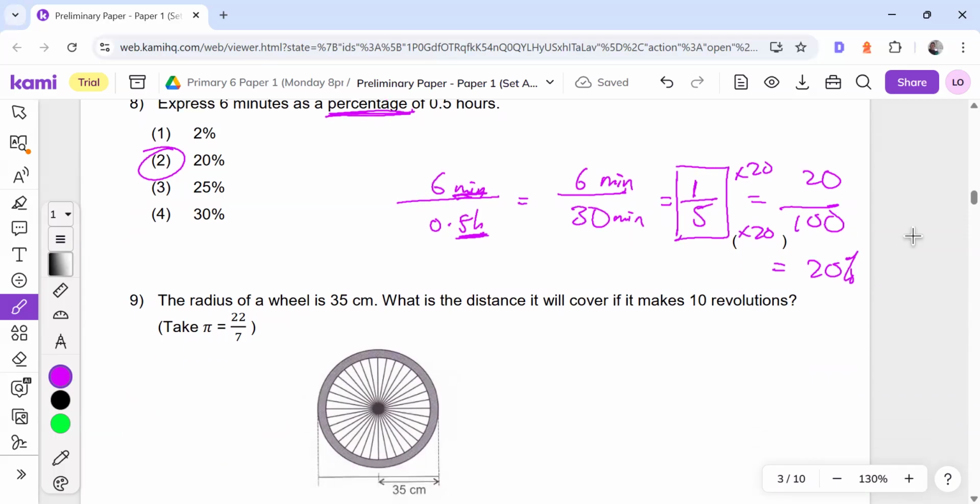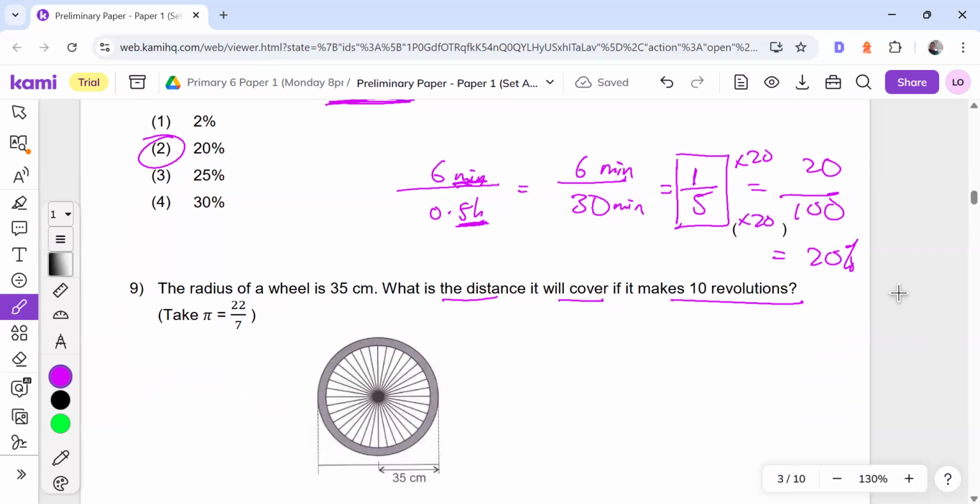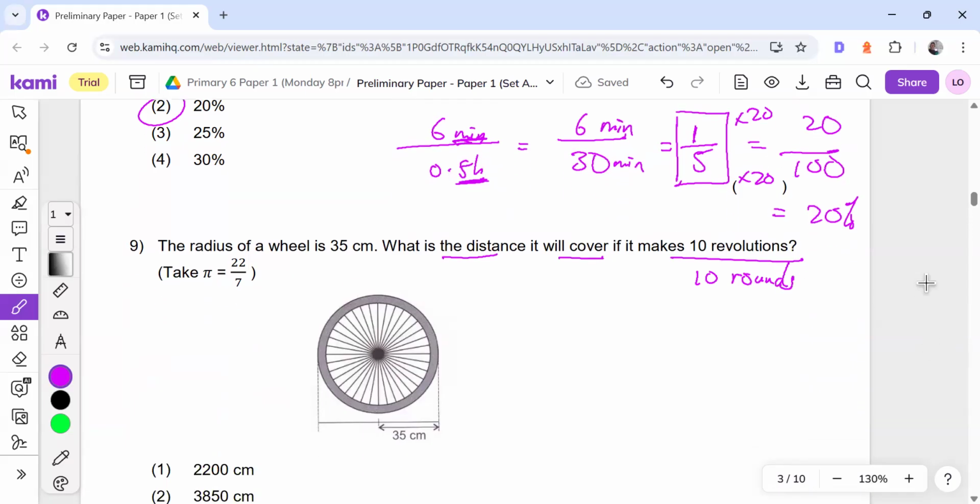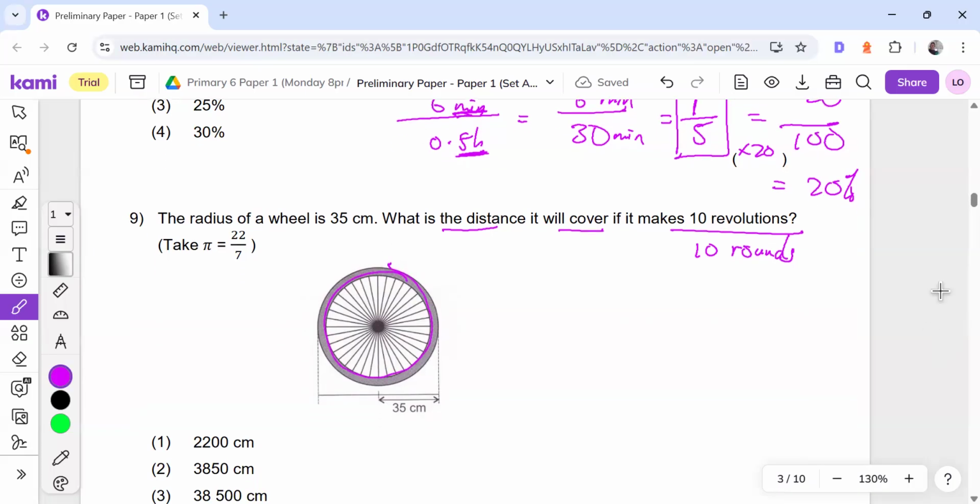Okay, question number 9. The radius of the wheel is 35 cm. What's the distance it will cover if it makes 10 revolutions? So 10 revolutions means 10 rounds. So are we talking about area or circumference? When you are talking about how many rounds the wheel makes, that is circumference. So no area. If you find area, the answer is wrong.